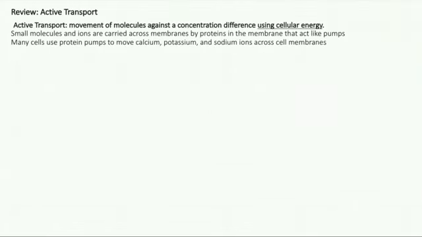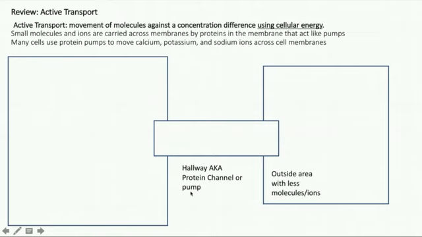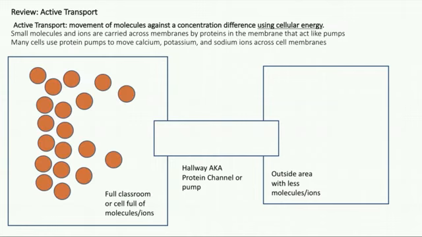Now, last one, active transport. So there are many different types of active transport. For now, you just need to understand the basic definition. Okay, so here's the hallway, and now it is also a protein channel or a pump. Okay, so the only difference is now this protein channel has a pump. Okay, it has some energy involved with it. Okay, here's my outside area with less molecules and ions, and there's my classroom. Okay. So in my classroom, it's full. I have a lot of students. Okay, so full classroom or cell full of molecules, ions, or students, however you like to think of them.